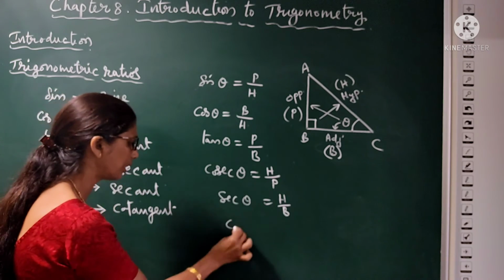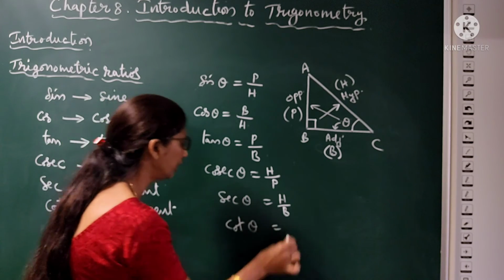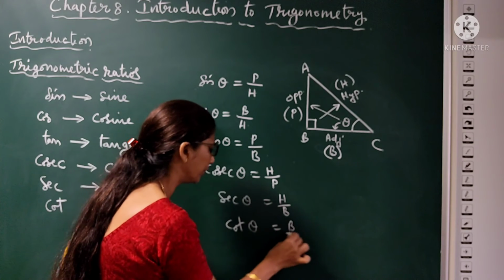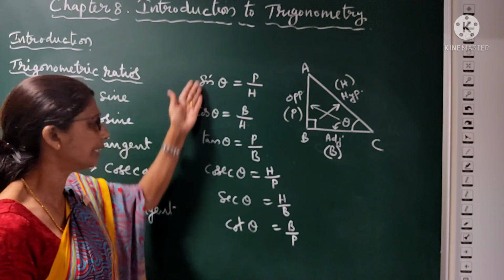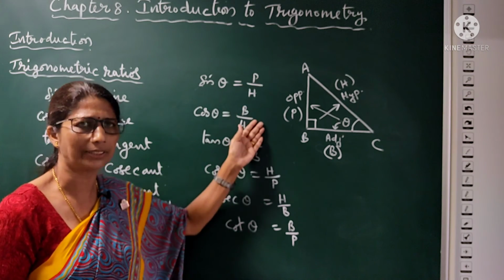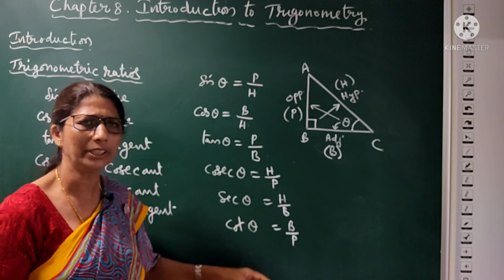Then the last one is coming cot theta. Cot theta is the reciprocal of tan. That means P upon B, we can write it as B upon P. These are the 6 trigonometric functions and the relation between angle and the sides. We compared all the sides.